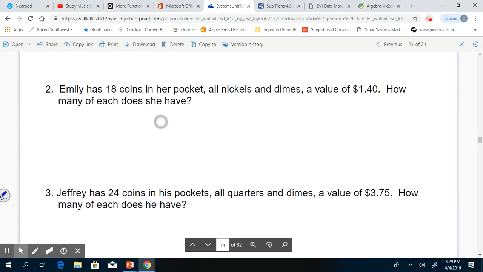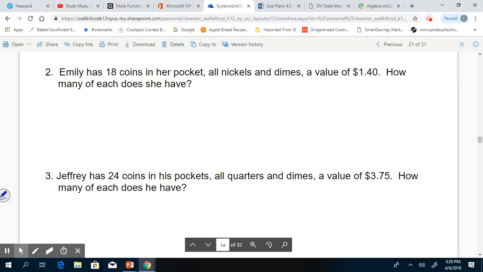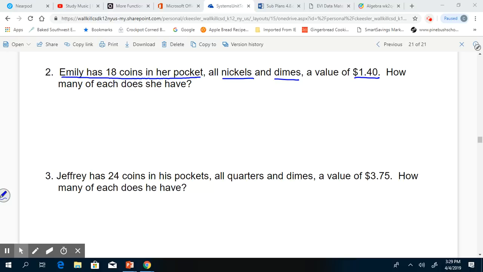Okay, number 2. Emily has 18 coins in her pocket, all nickels and dimes, a value of $1.40. How many of each coin does she have? So we're going to go through again and make our equations that we need. So this part, this Emily has 18 coins, actually gives us one of the equations. And then we know they're nickels and dimes for a total of $1.40. So between those 18 coins, we know some of them are nickels and some of them are dimes. So I'm going to say N plus D equals 18.